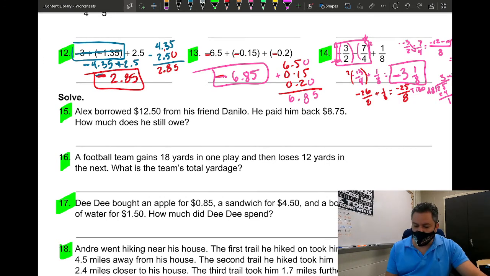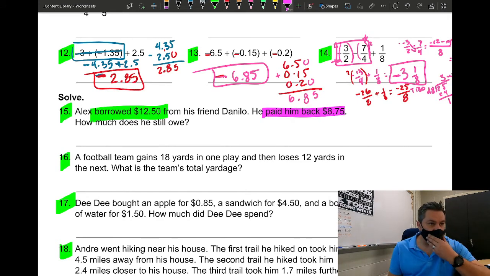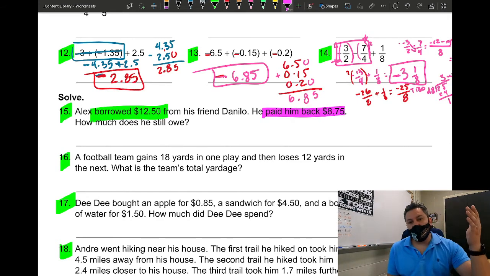Okay, Danilo paid him back $8.75. How much does he owe him? Oh, he paid him back $8.75. How much does he still owe him? So again, let's look at the keywords. Borrowed $12.50. He paid him back $8.75. So we gotta start recognizing what words are gonna be negatives, what words are gonna be positives.